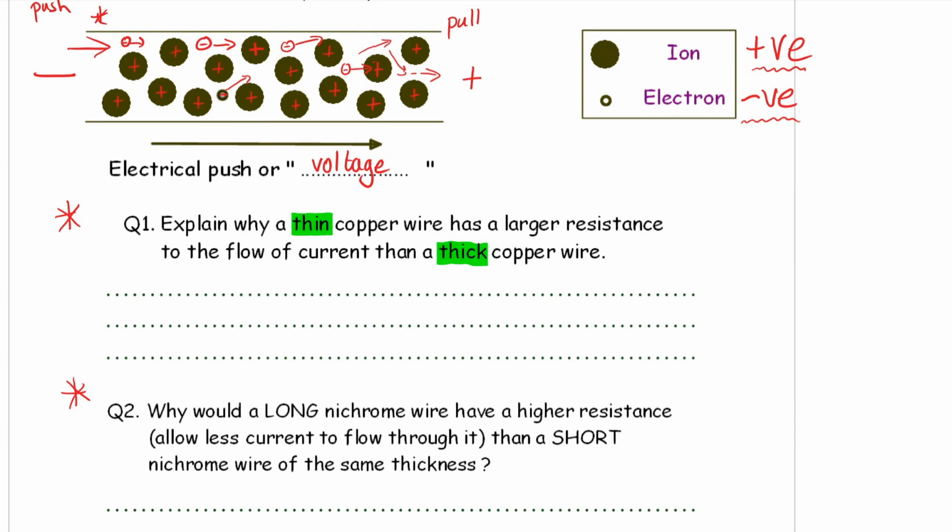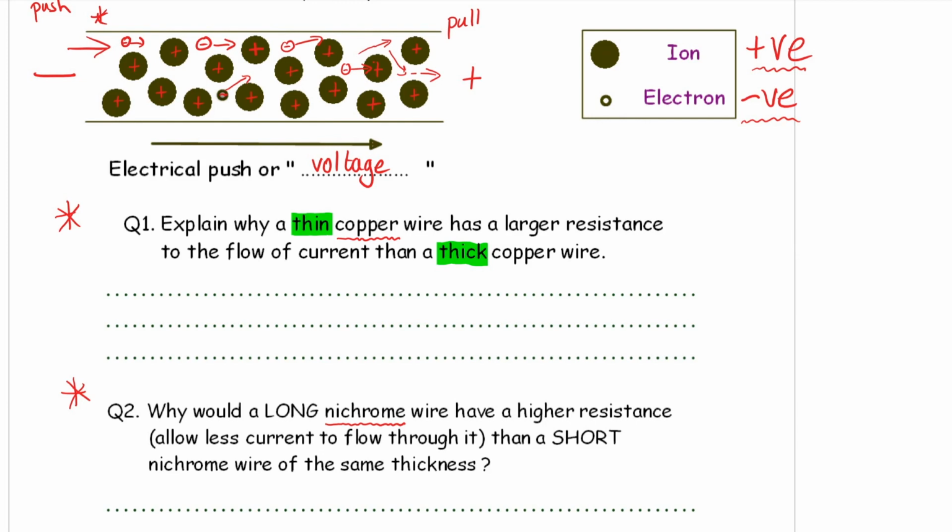Question 2. Why would a long nichrome wire... don't get put off by the fact that they're using nichrome there and copper there. They're just different metals, but they're conductors, so they allow electrons or electricity to flow through. Don't get put off by that. That's sometimes the case in the exams. You can fixate on a particular word when sometimes you don't need to.